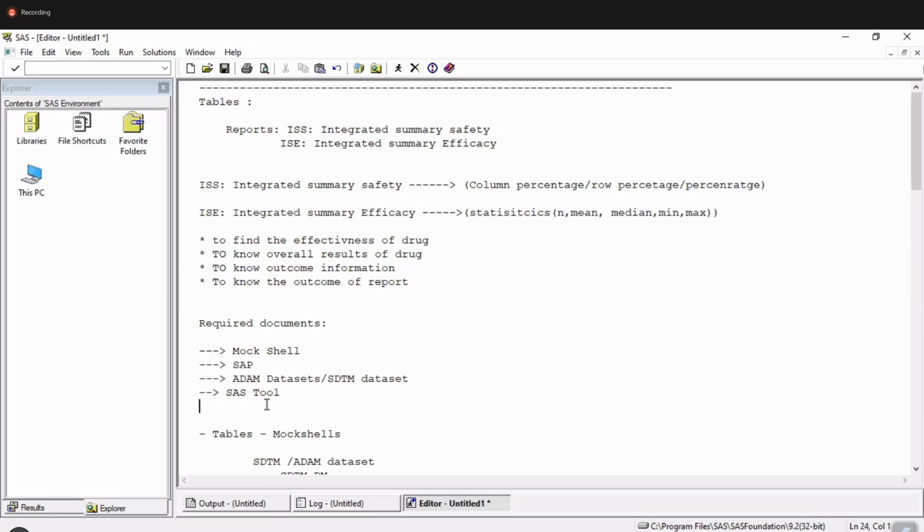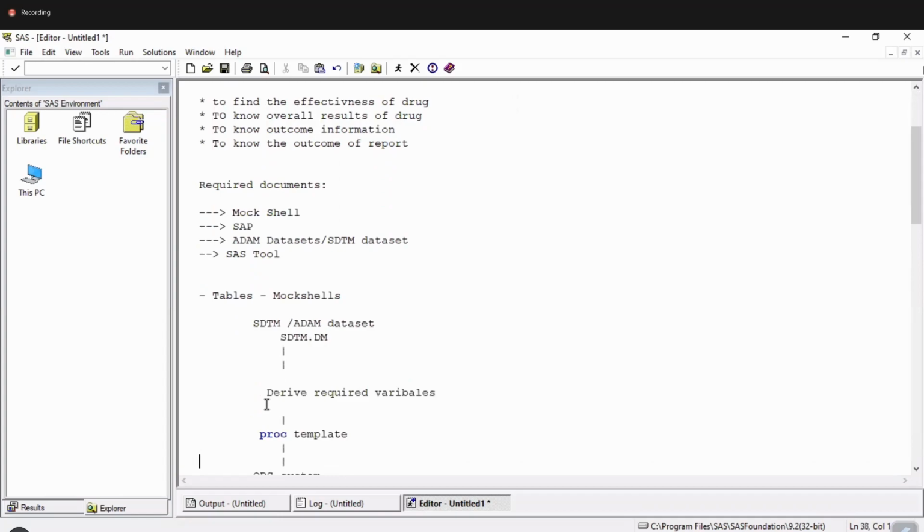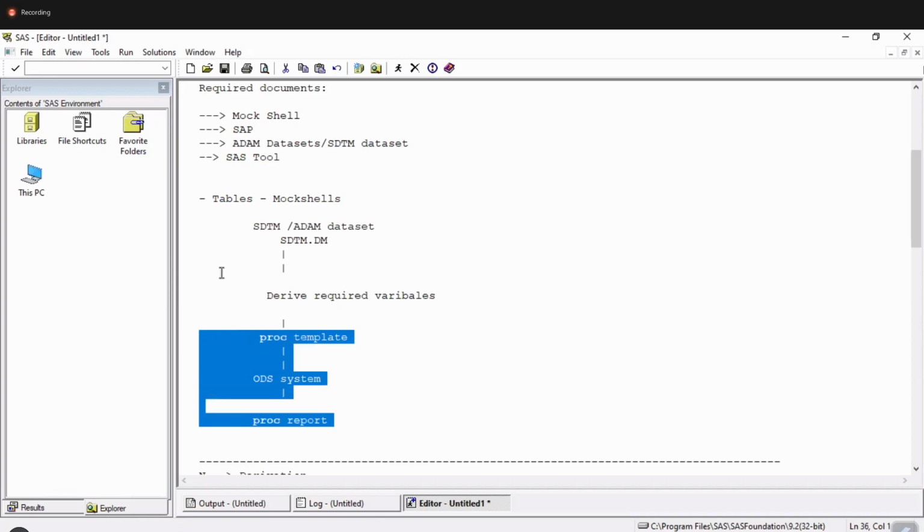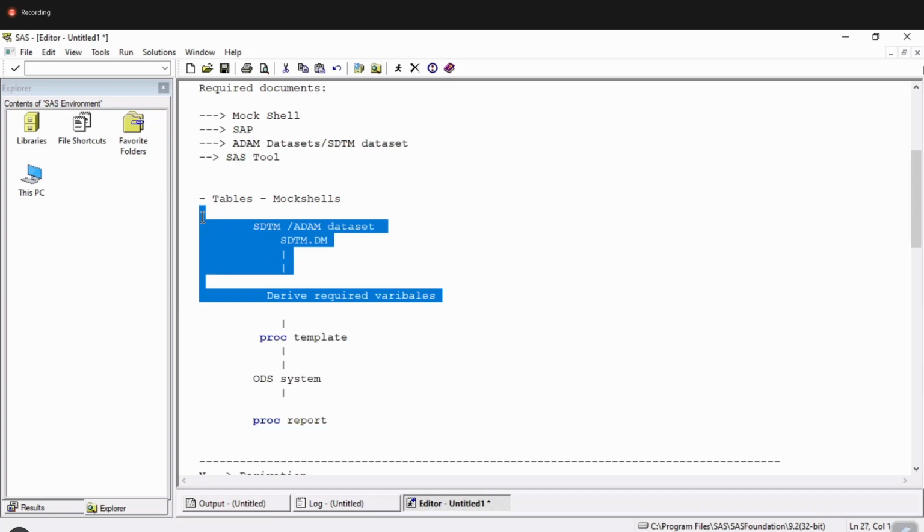Okay, let's see the programmatic approach. If any mock shell is given, first check which datasets are required to derive that mock shell. Take the datasets as input, then derive the required variables. As per the mock shell, whichever columns you need, derive those columns. The remaining variables you can drop. Then use proc template, write ODS if required, write titles and footnotes, then ODS, and write a proc. These three are common steps even for listings and tables.